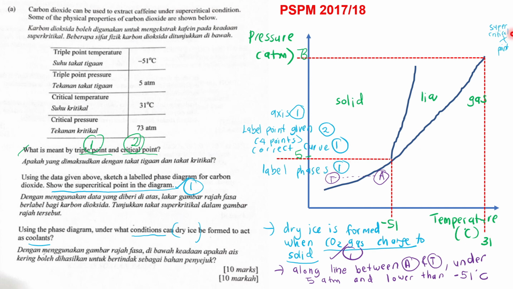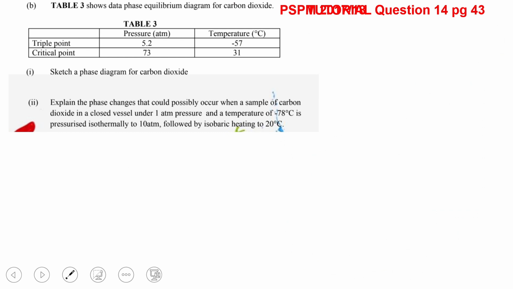Kemudian 8, label supercritical point. 9, dry ice forms when CO2 gas changes to solid. Okay, and the last point, yang akhir ni. So the condition refers to under 5 atm and lower than 51 degrees Celsius. Okay, so this one is for the question from the tutorial question.